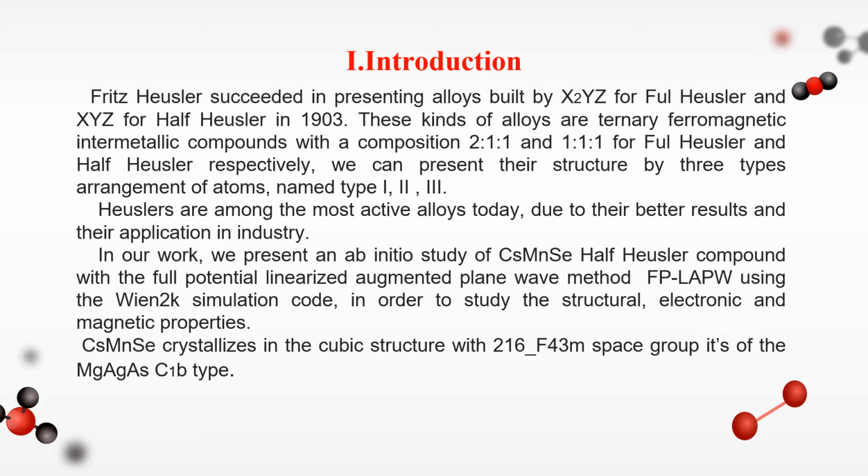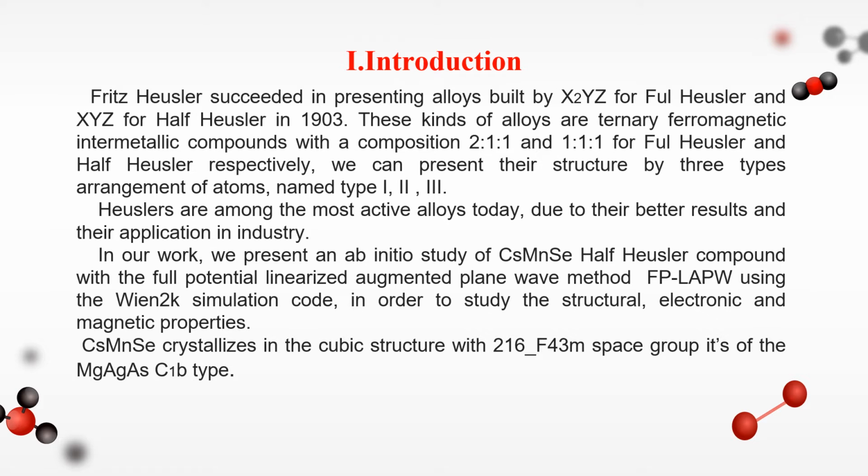Introduction. Heusler succeeded in presenting alloys by X2YZ for full Heusler and XYZ for half Heusler in 1903. These kinds of alloys are ternary ferromagnetic intermetallic compounds with a composition 2-1-1 and 1-1-1 for full Heusler and half Heusler respectively. We can present their structure by three types of arrangement of atoms named type 1, 2, and 3. Heusler alloys are among the most active alloys today due to their better results and their application in industry.